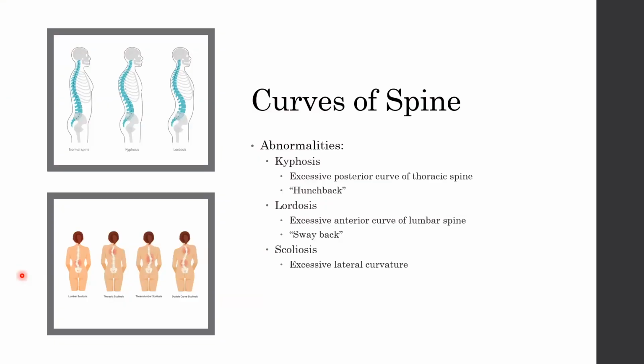These names are also used to characterize the abnormalities of the curvatures that we see about the spine. So kyphosis will be the excessive posterior curvature of the thoracic portion of the spine. And you'll also see this characterized as more of a hunchback appearance. For our cervical and our lumbar regions, excessive anterior curvatures would be called lordosis. And we can also see an excessive lateral curvature, which is named scoliosis.